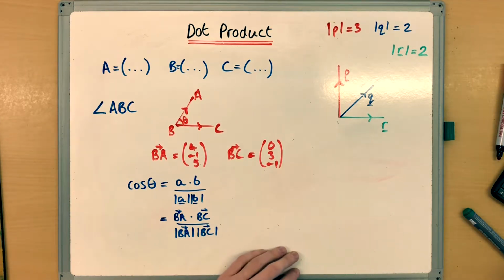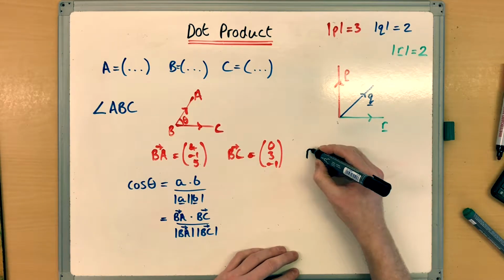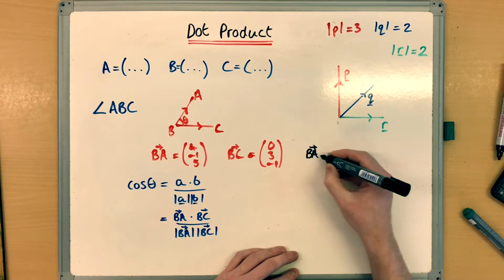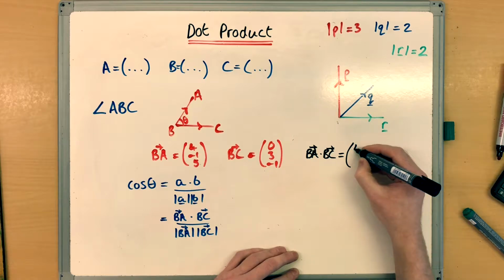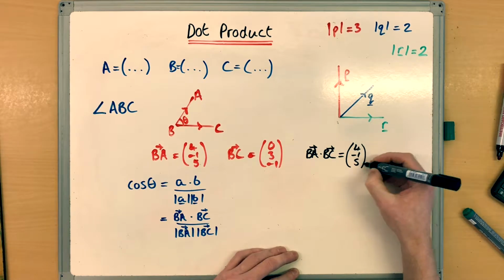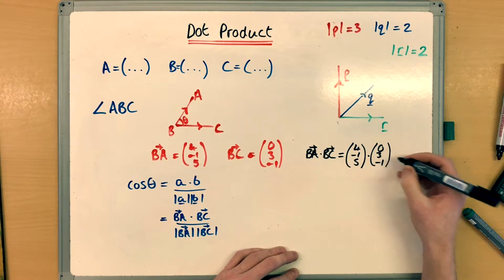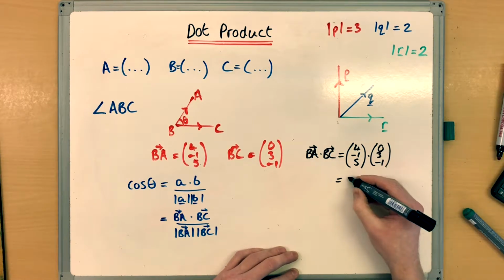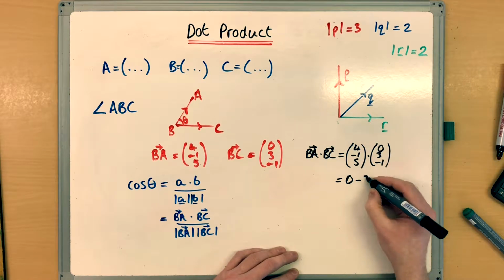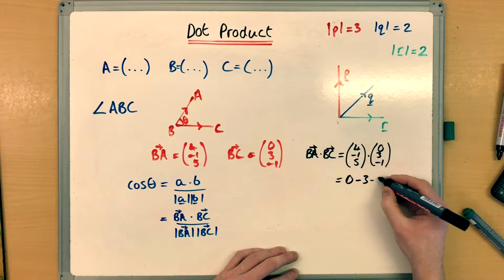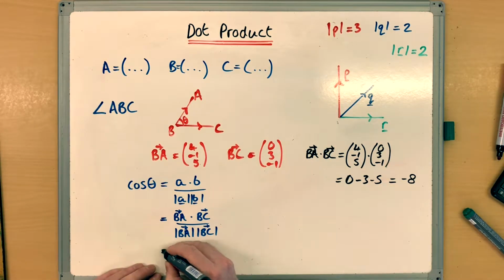So I'm going to go to the side of my page and work these out. Let's start with the dot product, BA dot BC. So I've got 4, -1, 5 dot 0, 3, -1. Well, this is going to be 4 times nothing is 0, sorry, -1 times 3 is -3, and 5 times -1 is -5. It's leaving me a dot product of -8.